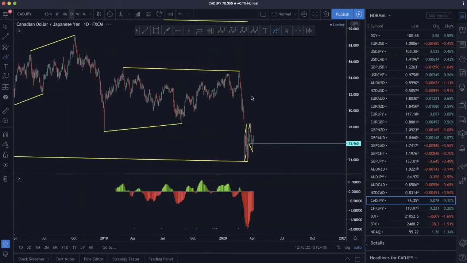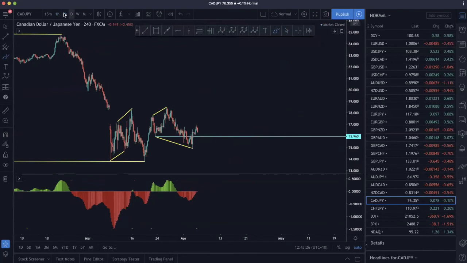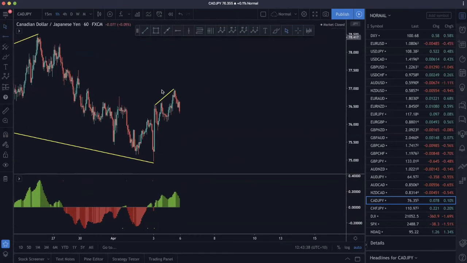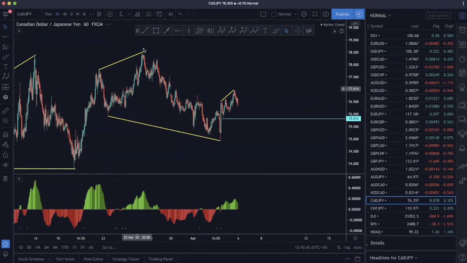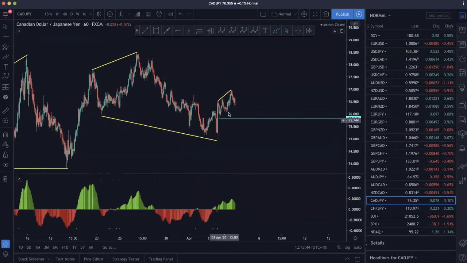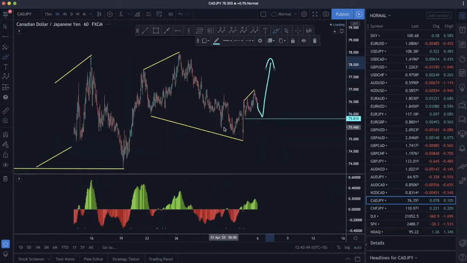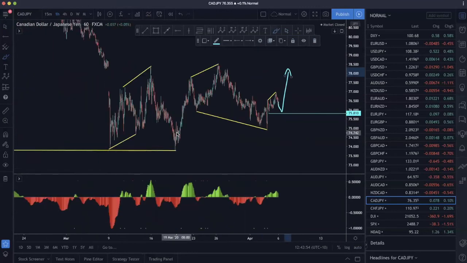CAD yen. Okay, we were looking for longs. Somebody was looking for longs in the group. This could maybe be your long setup. There was a drop horizontal. Say we're going with this as an ABC. This comes back down lower. You could get this. That looks reasonable to say right now.